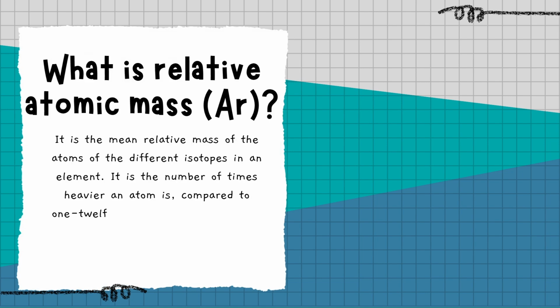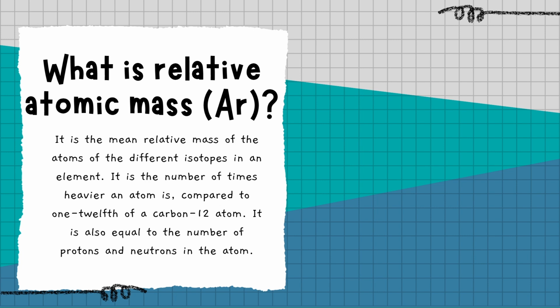Every atom has a mass, but instead of measuring it in kilograms or grams, chemists use a special unit called the atomic mass unit. So relative atomic mass is the weighted average mass of all the isotopes of an element compared to 1/12 of the mass of a carbon-12 atom.